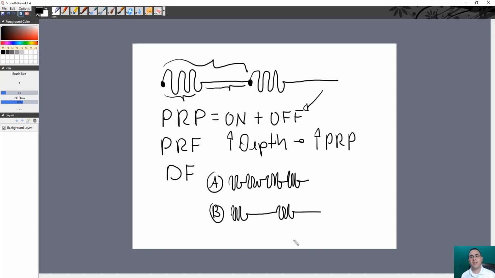Alright, so it makes sense. A is going to have more pulse repetition frequency, and B is going to have less pulse repetition frequency. But then, of course, if A has more pulse repetition frequency, it's because it's working like this. Boom, boom, boom, boom. It's pulsing so fast. The off time is pretty short.